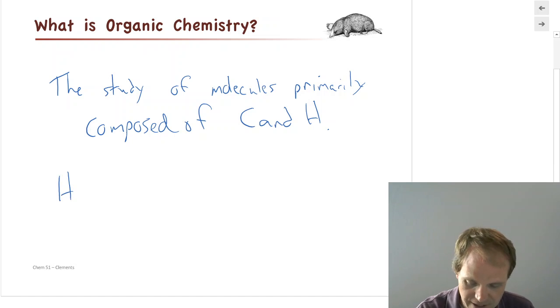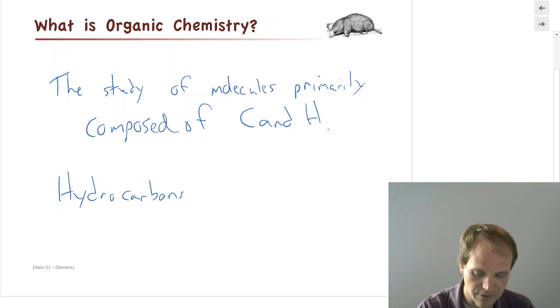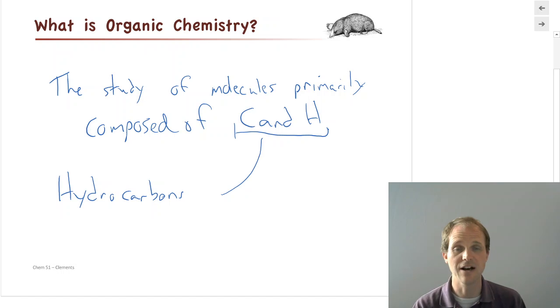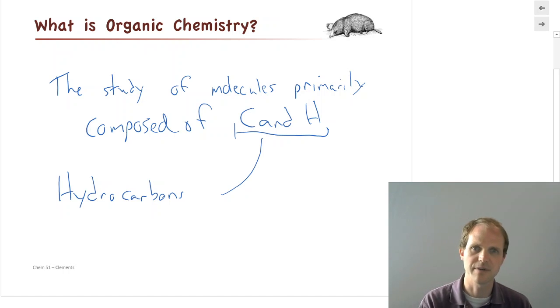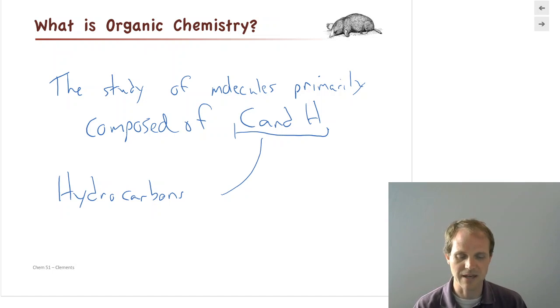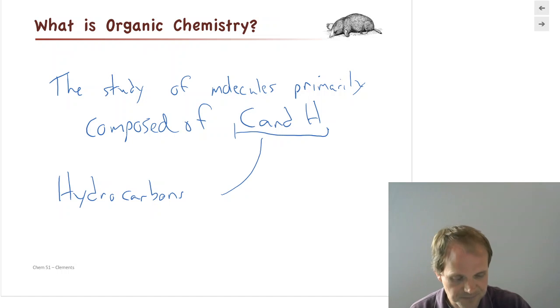Then we have these things called hydrocarbons, which are molecules made primarily of carbon and hydrogen. Doesn't mean they're made only of carbon and hydrogen, just primarily. A bunch of C's, a bunch of H's, maybe an N over here, an O over here, a Cl over here. So other things are possible in there, and we'll see that when we get to the functional groups, but primarily made up of carbon and hydrogen.